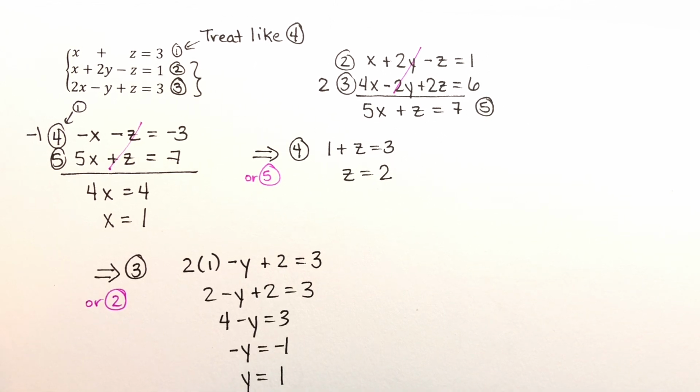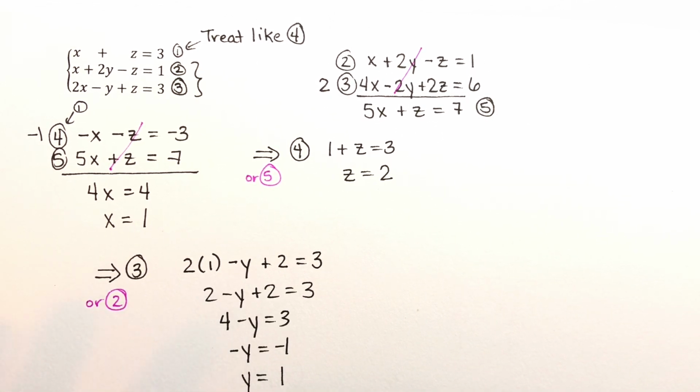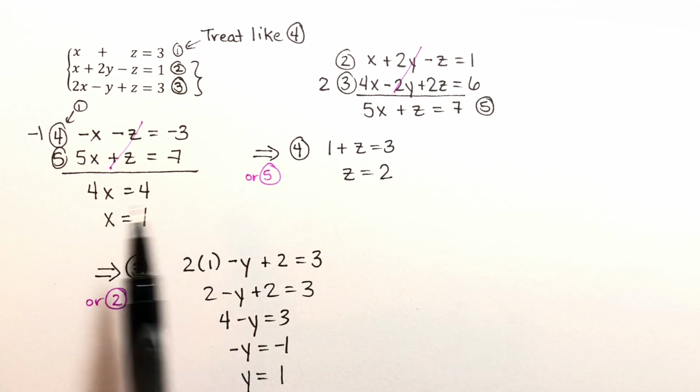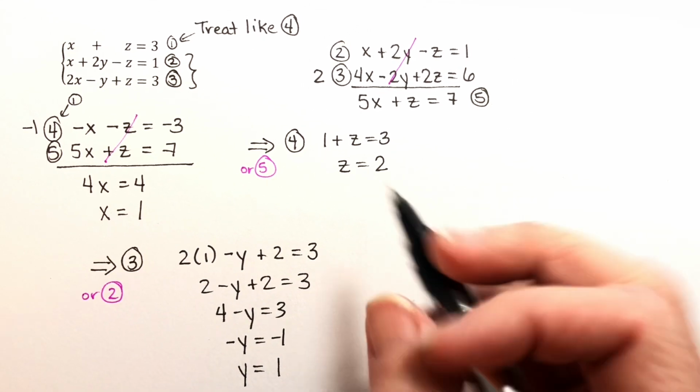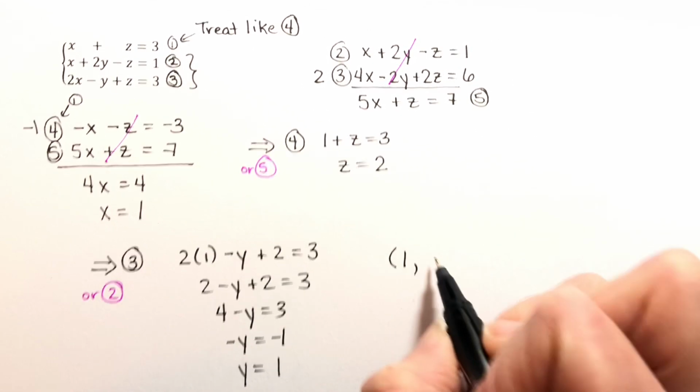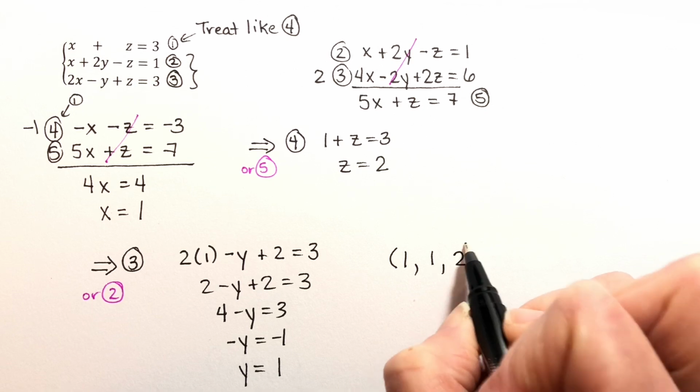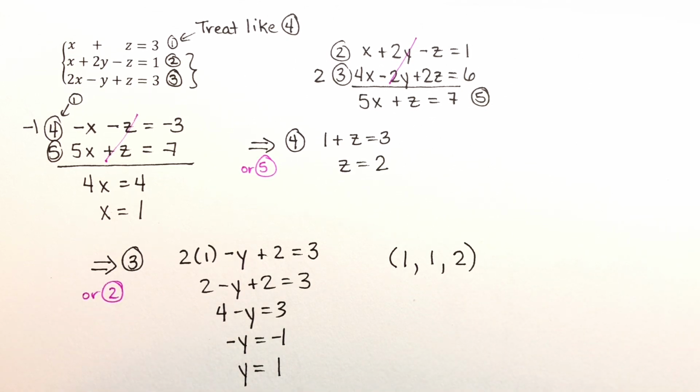So your answer is the ordered triple. Again, always slow yourself down here. Don't be careless and write down the first one you got, the second one you got, and then the third one. It has to be x, y, z. So this is 1, 1, 2. And that would be your answer to that one.